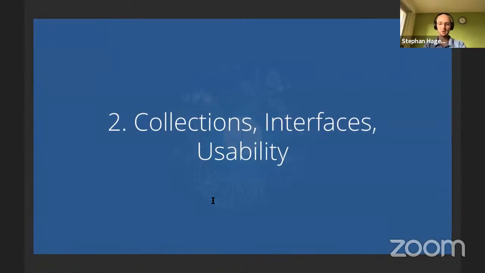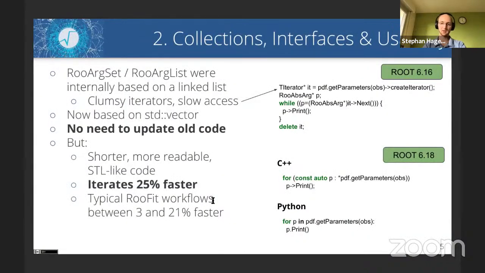And now let's go a bit into interfaces, collections, and usability, because that is also something which is a bit weird in RooFit. At some points, you use these collections, which are called RooArgSet and RooArgList. These are basically collections to pass parameters or observables around in RooFit. You can, for example, query the parameters of a PDF, and then you have to write this weird code here at the side. This is the old RooFit which I found in Root 6.16. You see these iterators are super clumsy and the access is also slow.